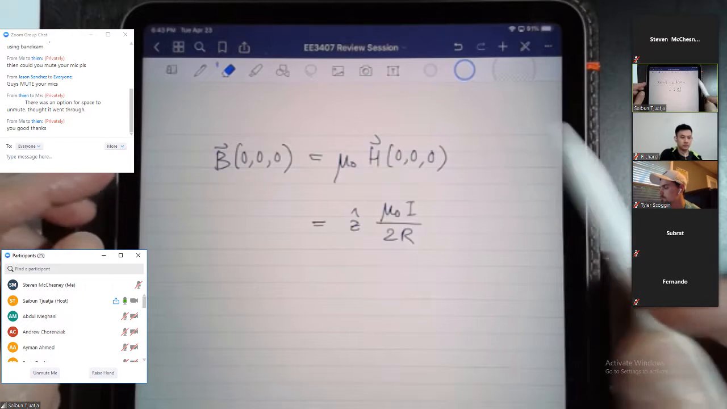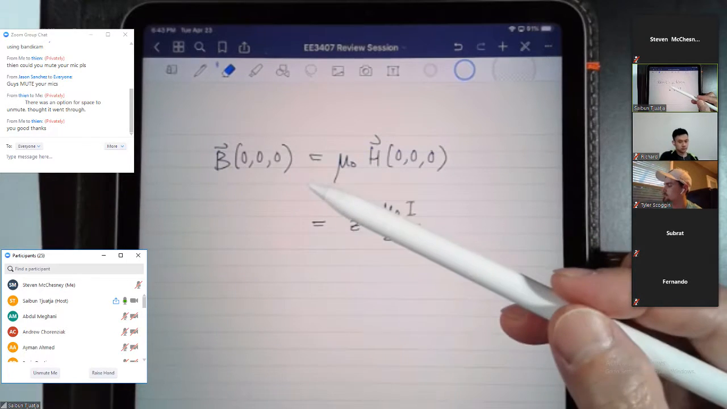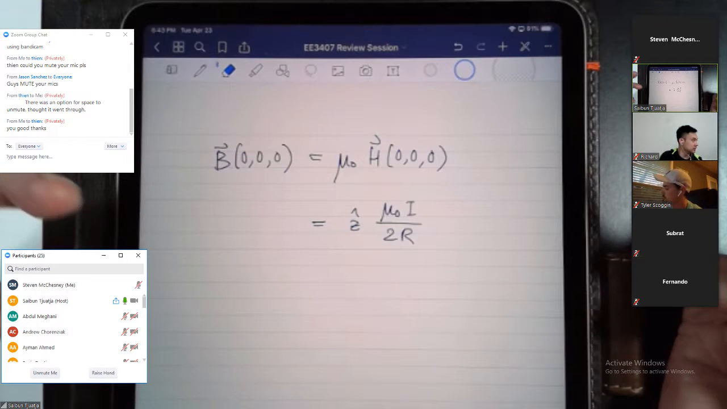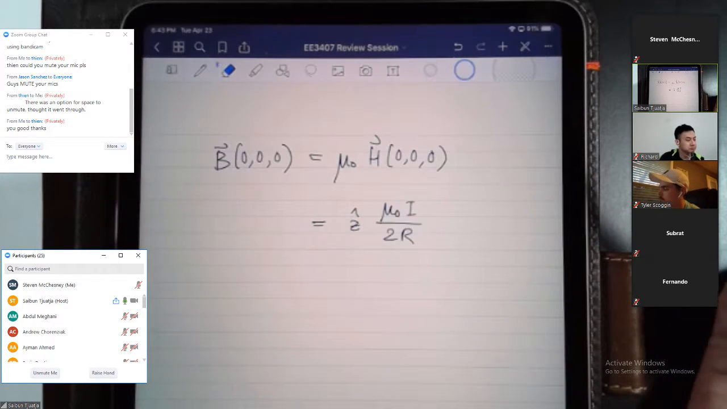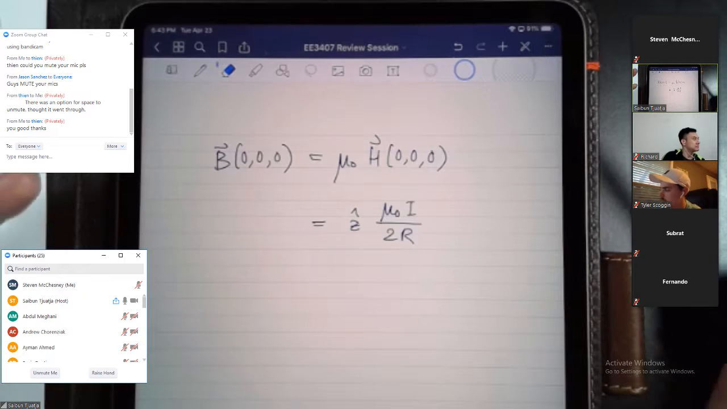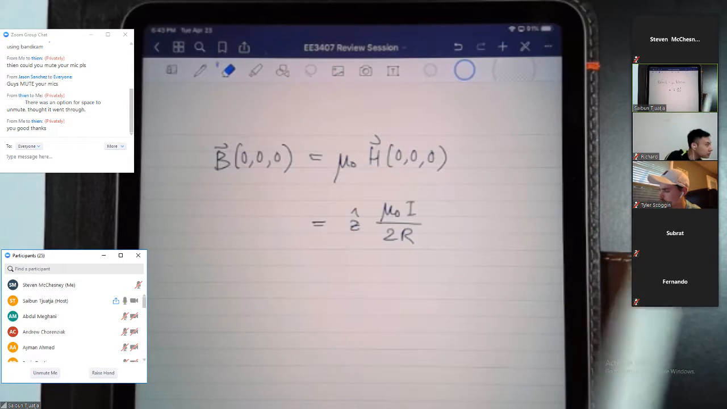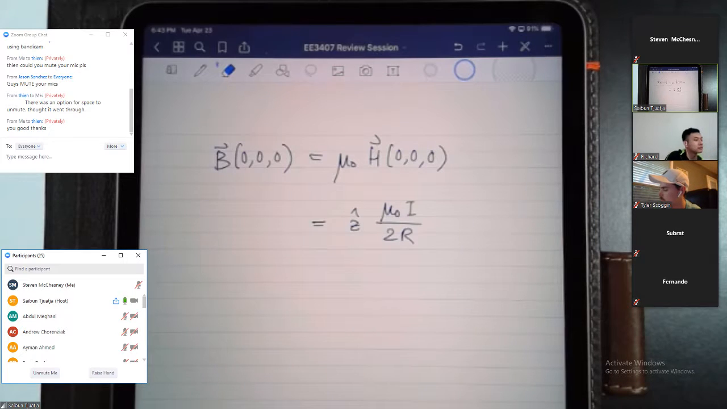So this is what you get at the center of the loop. However, if you cannot even set up the problem properly, then you cannot solve it. This is exactly the example problem and the formula given in the book, except the book solves for the entire z axis, while this is just one point at the center of the loop. Any questions?